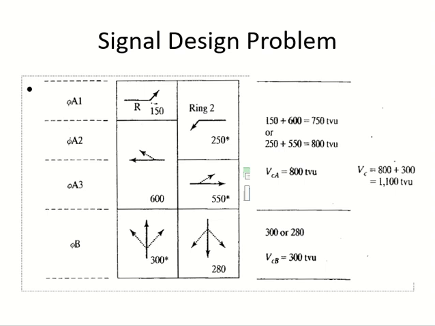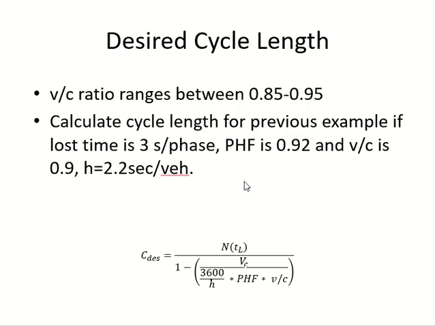Total is 1100. Clear? Okay. But you have to keep in mind they already multiplied with the factors. I'm doing this after multiplying with the factors. Okay. How to calculate the cycle length? This is how we calculate the cycle length. So we need what? We need n, which is the number of phases.